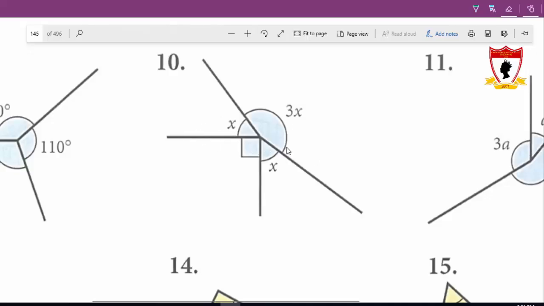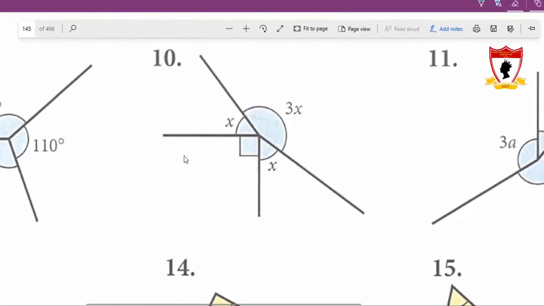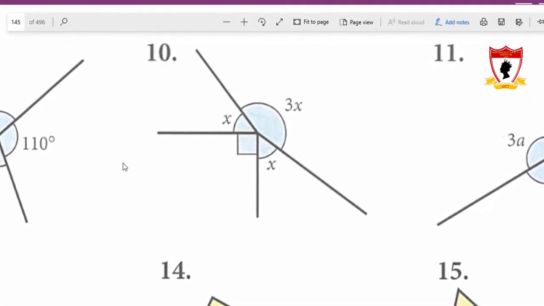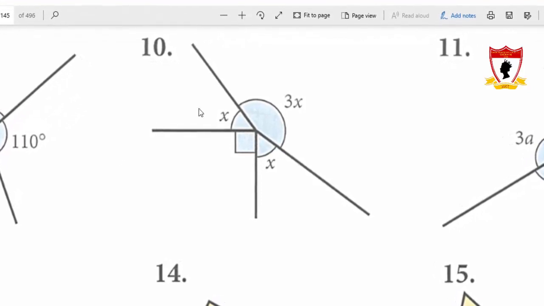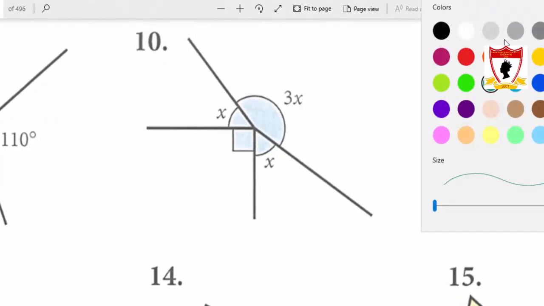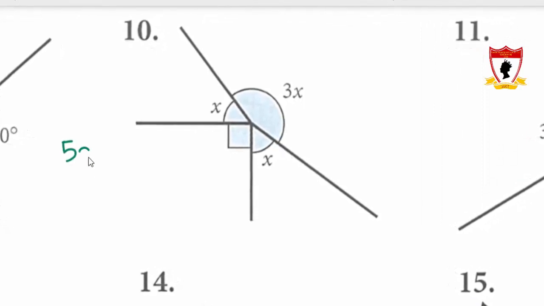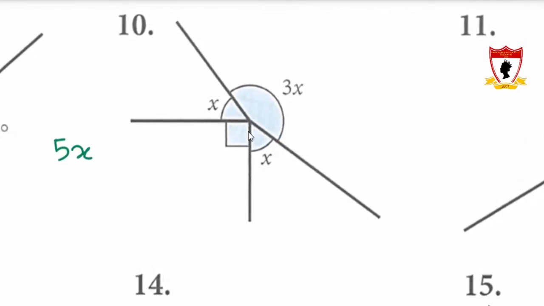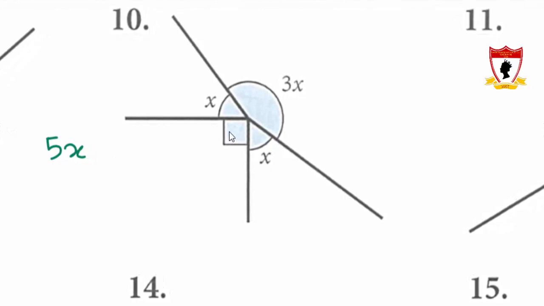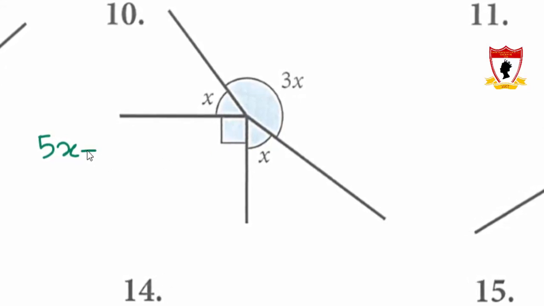To solve this question, we start by adding the x's together. x plus 3x will be 4x, plus x will be 5x. So we have 5x here. This angle is a right angle. It's clear that is 90 degrees.